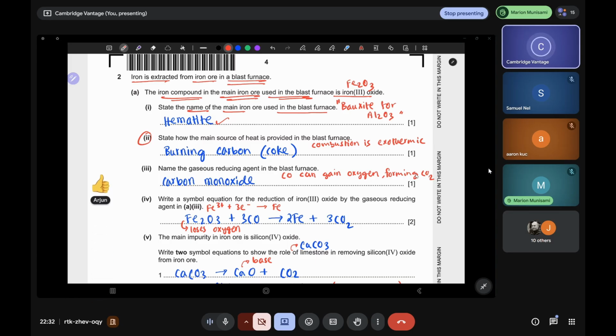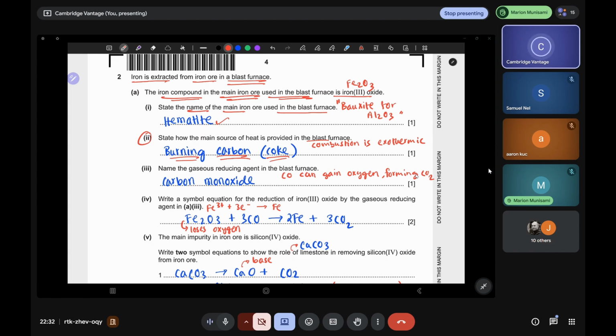State how the main source of heat is provided in the blast furnace. Over there, what we do is we burn coke. Now you might write down coke, but essentially what we are doing is we are burning carbon. Because you know how we burn coal to run engines at times, or we burn coal to supply energy? The same idea is used over here.